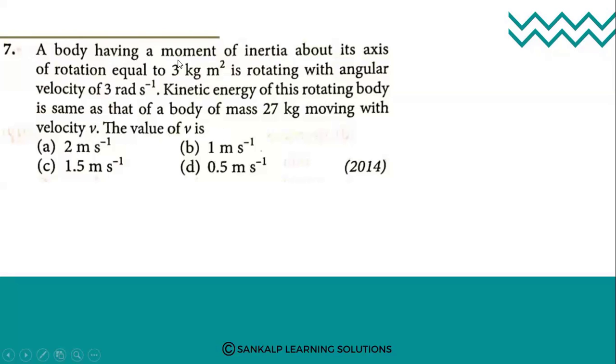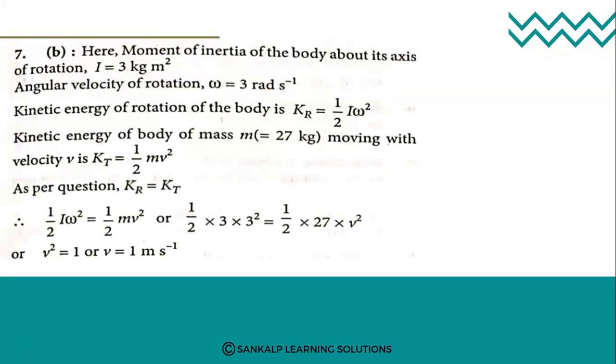Okay, so what is the question here? The moment of inertia of one body is 3 kg meter square. It is rotating with an angular velocity of 3 radian per second. The kinetic energy of this rotating body is the same as that of the body of mass 27 kg, which is moving with velocity v. Then the value of v is calculated as follows.